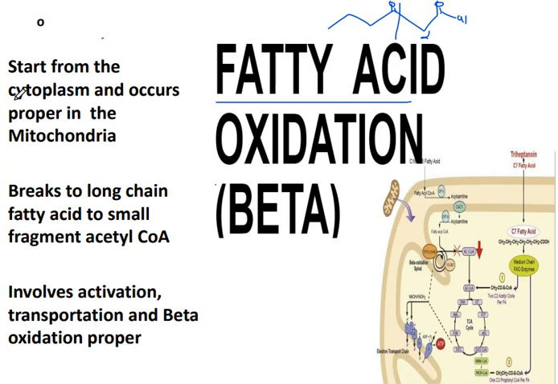Now the process starts from the cytoplasm and occurs most importantly in the mitochondrial matrix. So it begins in the cytoplasm and occurs importantly in the mitochondrial matrix. So you're going to look at how it begins in the cytoplasm and occurs proper in the mitochondrial matrix.